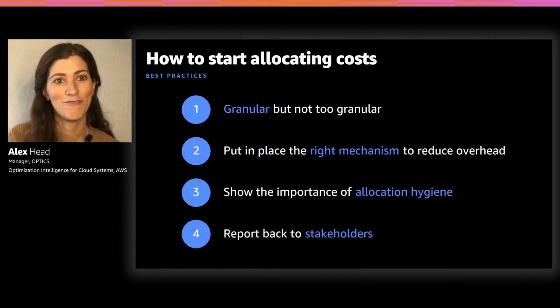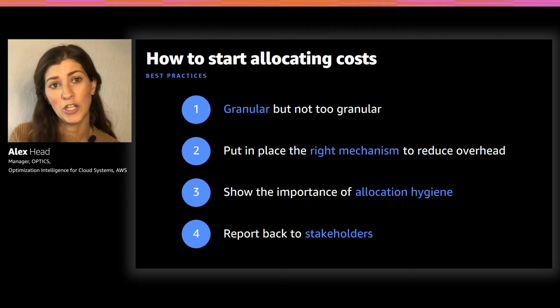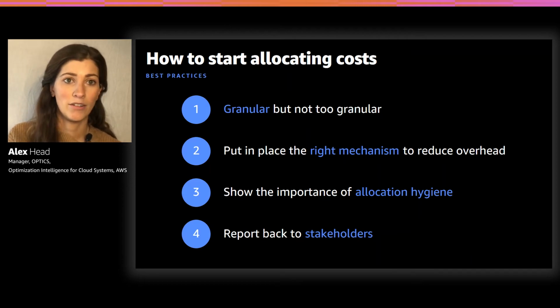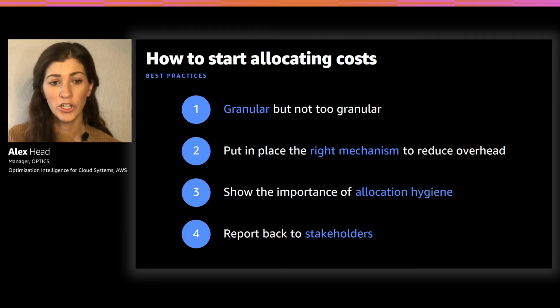Well, let me refresh a little bit on all those tips that I just told you. We want to be granular, but we don't want to be too granular. You want to make sure that you're getting the right level of detail so that you can find your true cost of service, but you don't want to be so granular that people have to add 15 plus tags and things are getting shut down and it's complex. You want to put in place the right mechanisms, like we listed before, to help reduce the overhead and make it easy on your teams to stay compliant.